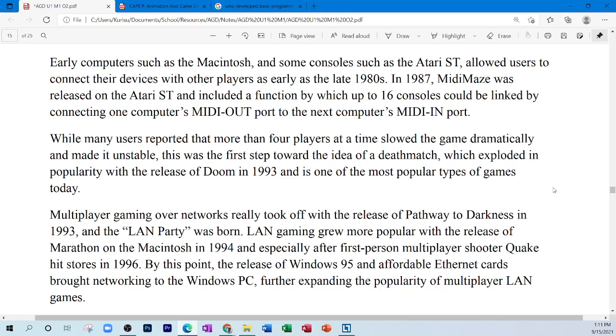Multiplayer gaming over networks really took off with the release of Pathway to Darkness in 1993, and the LAN party was born. LAN gaming grew more popular with the release of Marathon on the Macintosh in 1994, and especially after first-person multiplayer shooter Quake hit stores in 1996. By this point, the release of Windows 95 and affordable Ethernet cards brought networking to the Windows PC, further expanding the popularity of multiplayer LAN games.